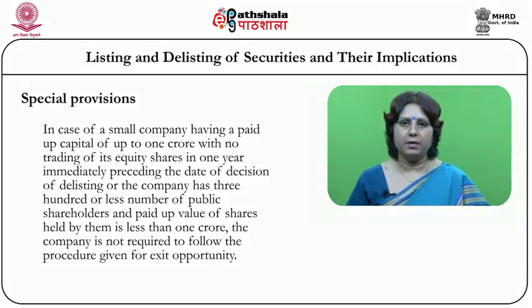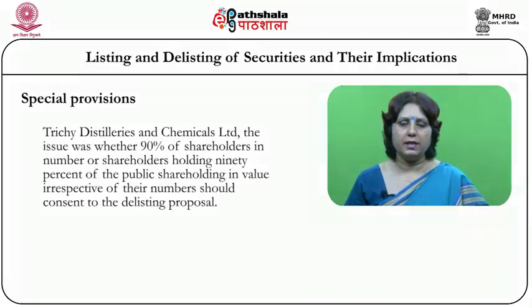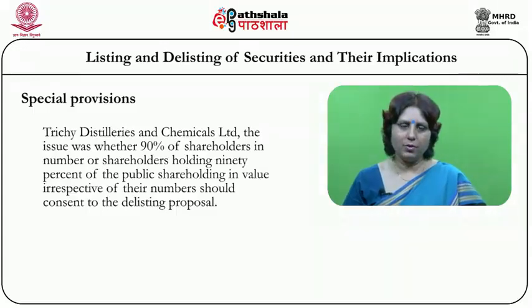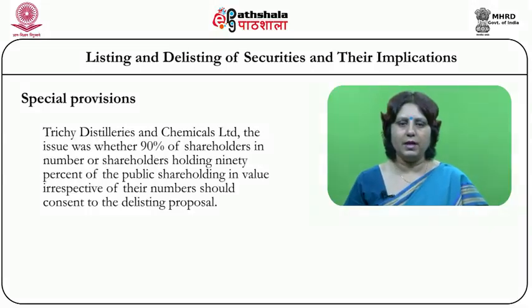Let us now take an example of Trichy Distilleries and Chemicals Limited. This case was decided in 2011. The issue was whether 90% of the shareholders in number, or shareholders holding 90% of the public shareholding in value irrespective of their numbers, should consent for the delisting proposal. Whether they should be 90% in numbers or, irrespective of their number, if they are holding 90% of the shareholding of the company, they should be entitled to vote for the delisting proposal.